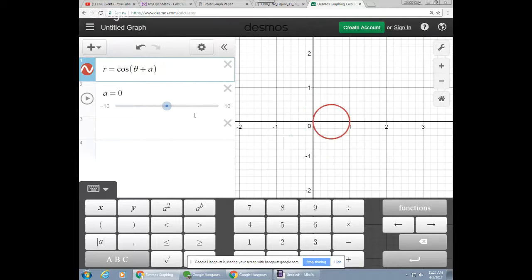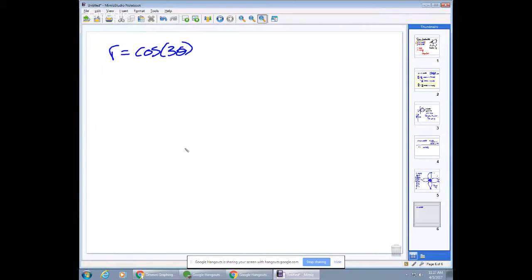So let's back up and take a look at 3 and take a look at what the period of that is. So we're going to do a sketch by hand of that one, and then we're done sketching by hand for a while. So back here.